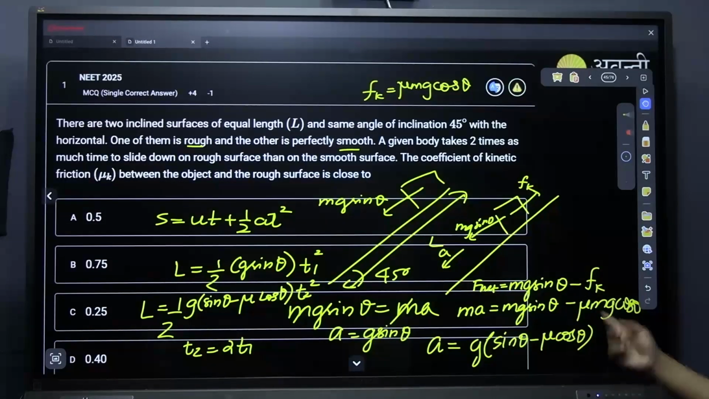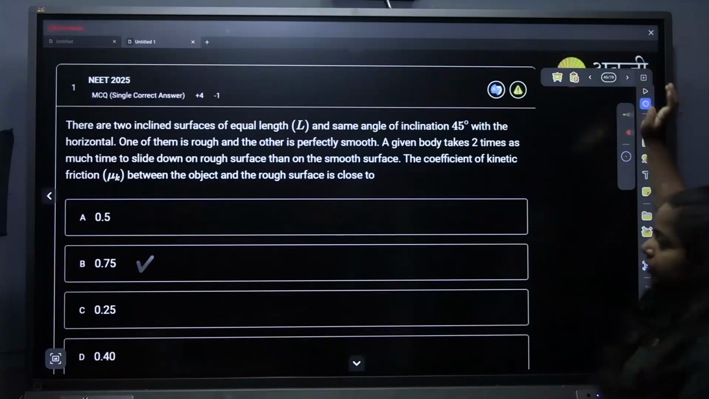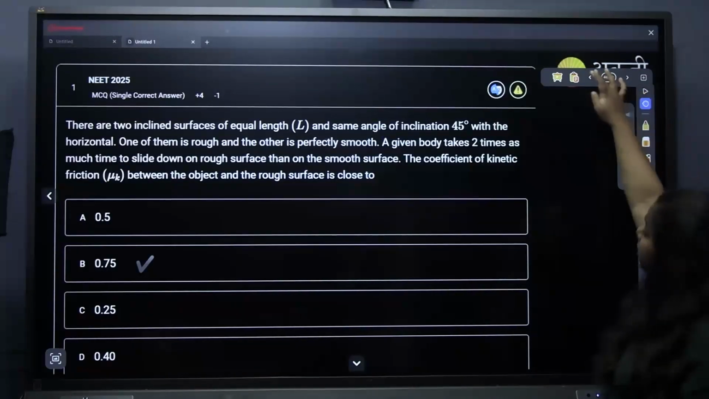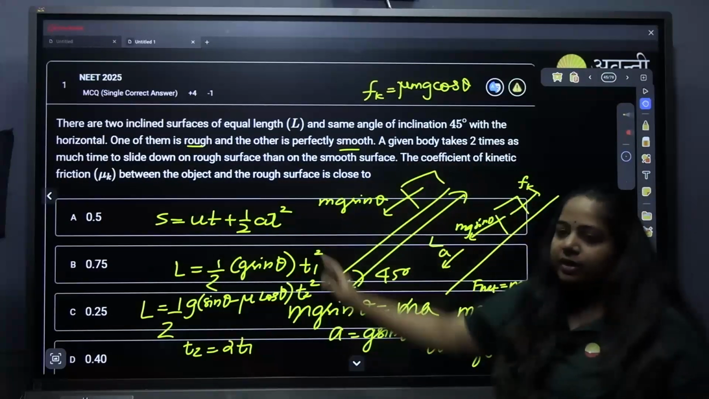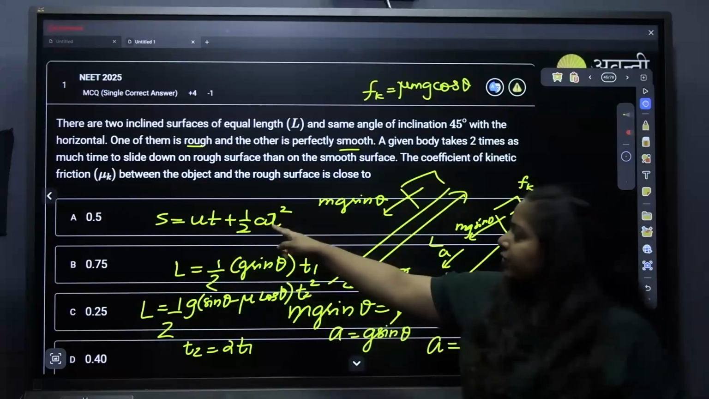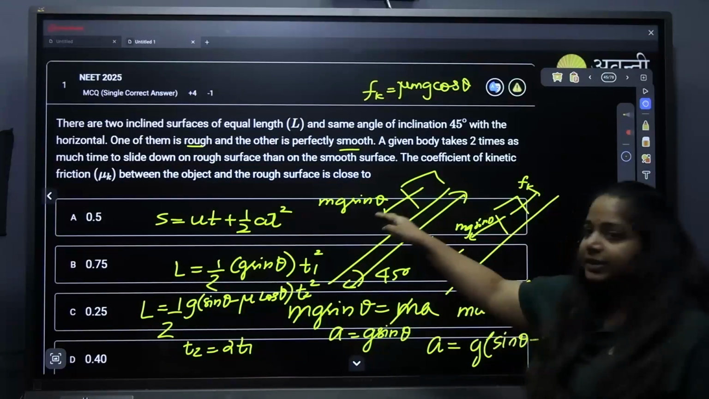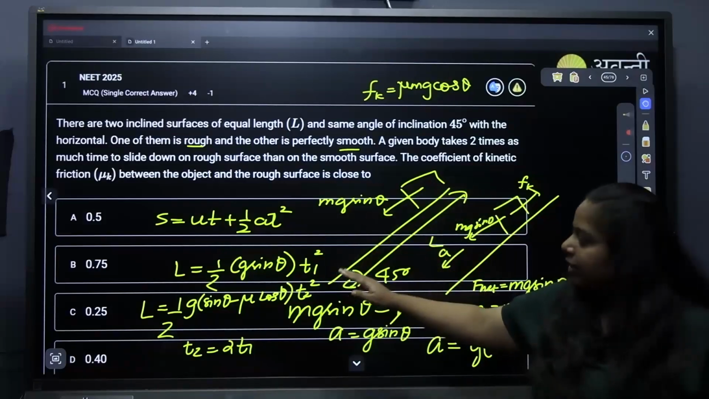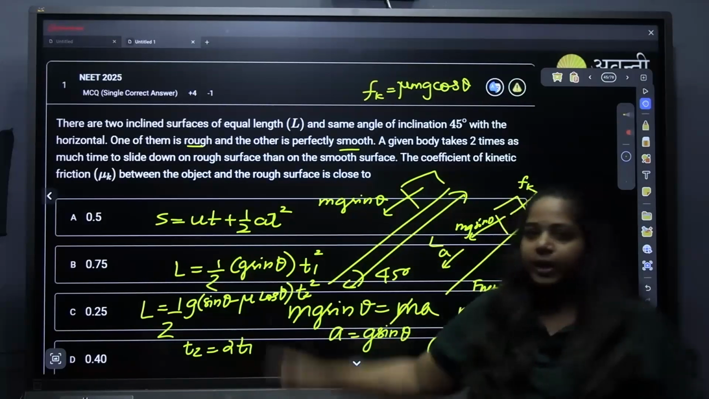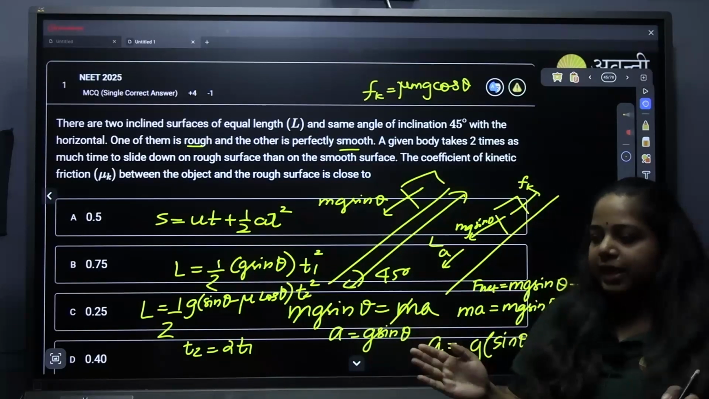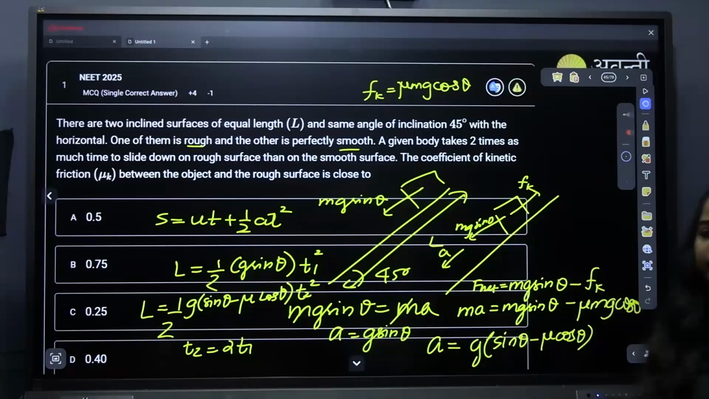Is there any doubt in this question? Okay, here the answer is 0.75, and how are we getting that? We are using only one equation, that is s equal to ut plus half at square. In the two cases, the time relation is given, so we can just equate them, since L is common.